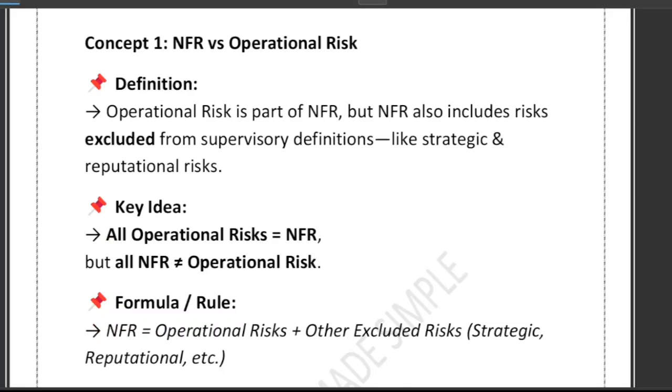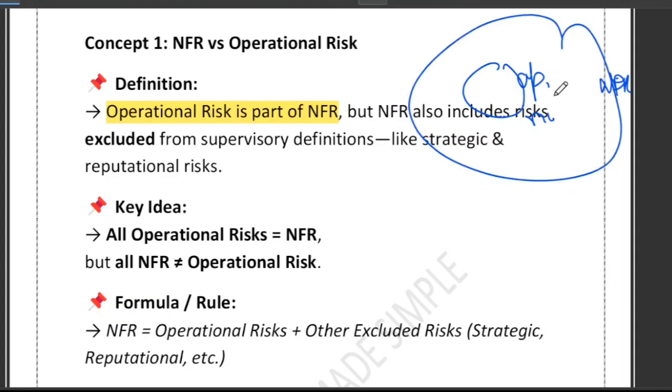It covers many more risks that are not included in the official definition of operational risk. So operational risk is a part of the NFR. You can think of it like this. Suppose this is your op risk. So this is your NFR. So you can see it is just a subset of NFR.